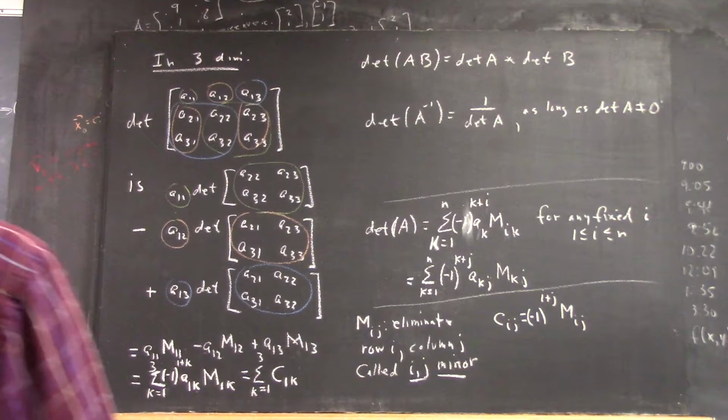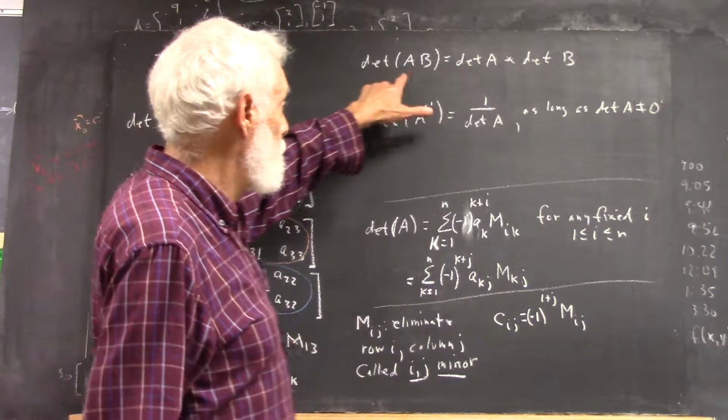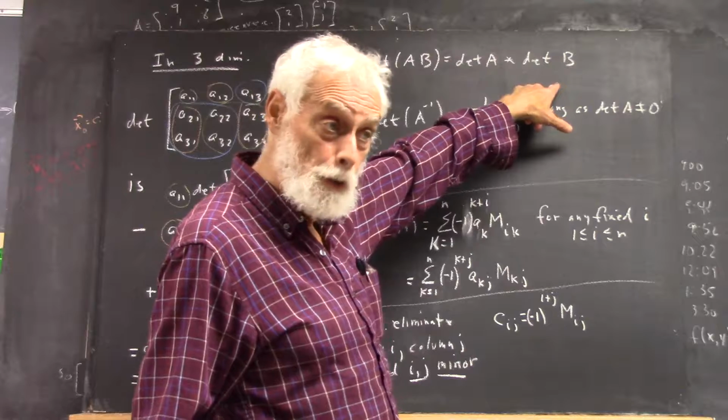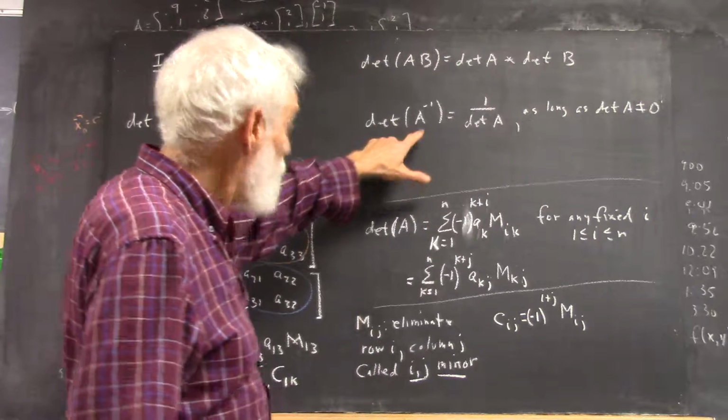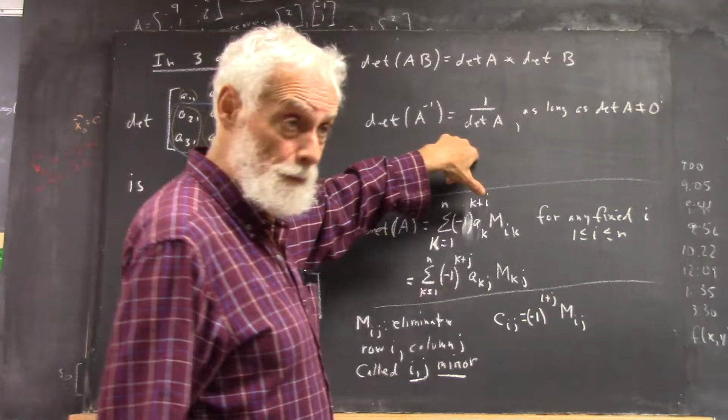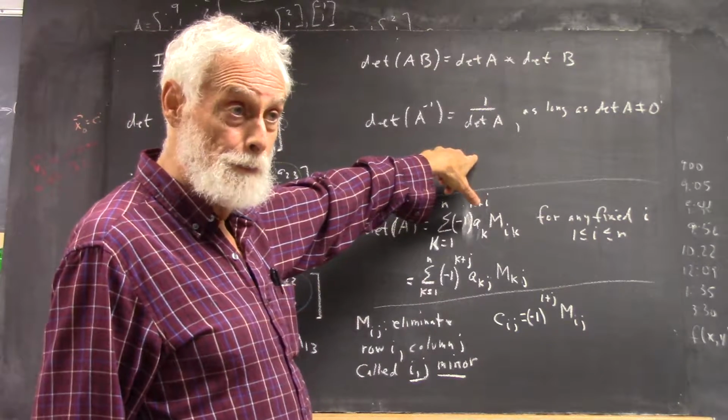Okay, well, there are two main properties of determinants. Determinant of a product is the product of the determinants. The determinant of the inverse of a matrix is a reciprocal of the determinant of that matrix.